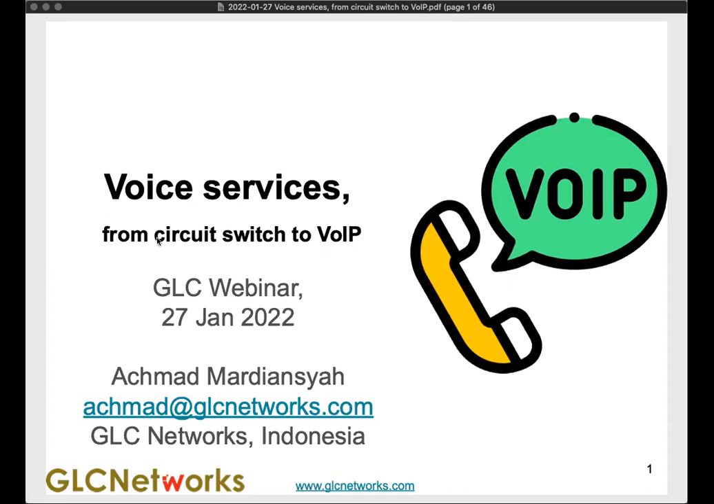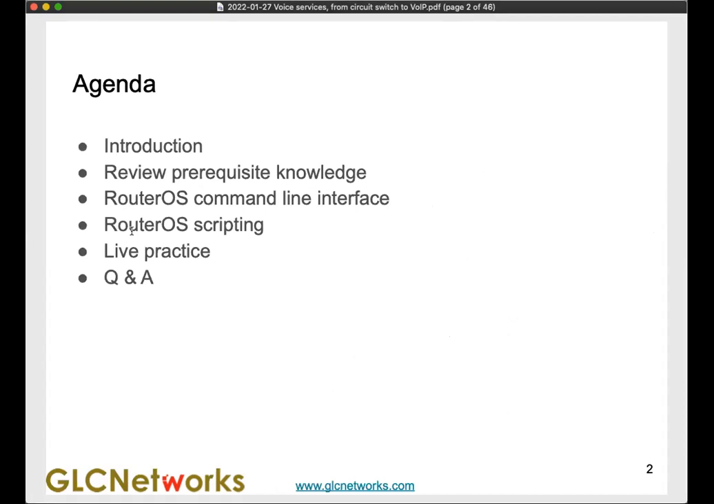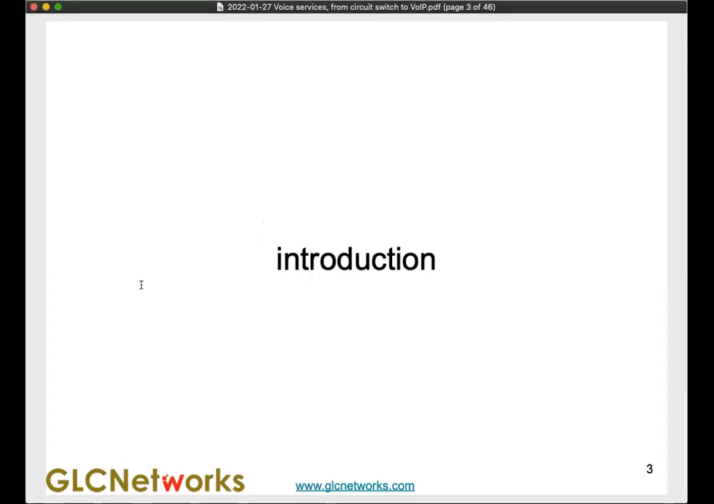Today we're talking about VoIP. At the end we'll be talking about VoIP. My name is Achmad Mardiansyah. I'm from GLC Networks Indonesia. And the agenda, I forgot to update the agenda. So the agenda will be the evolution from circuit switch to VoIP. Let me update it so that when you download, you can see the agenda differently. Okay, so that is the agenda and an introduction.